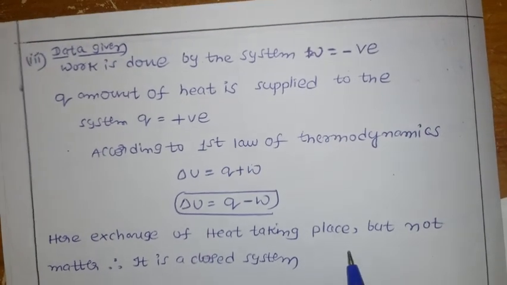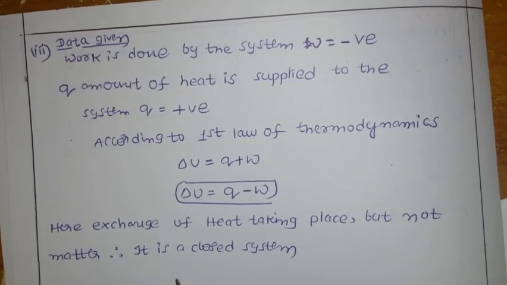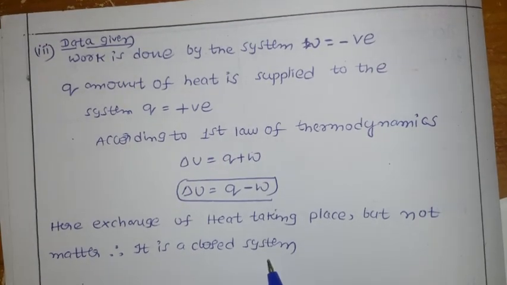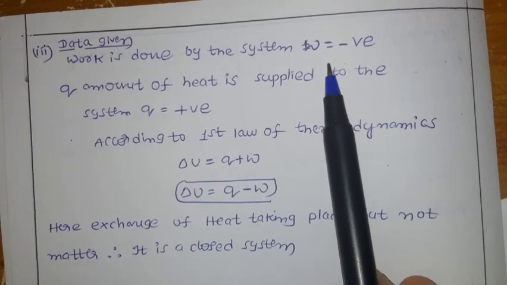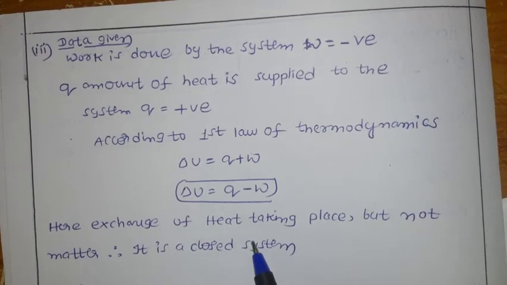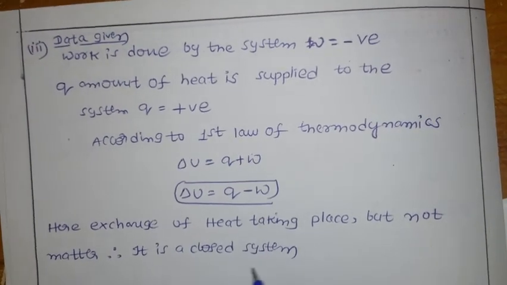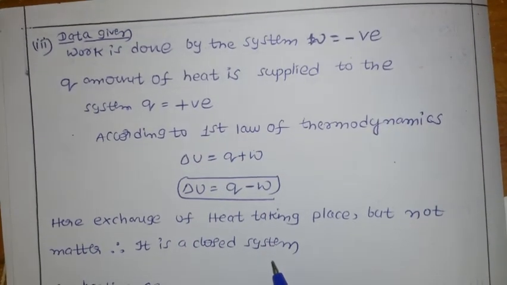Here exchange of heat is taking place but not the matter. Therefore it is a closed system. Here if you see there is Q, Q is coming in and out, but the matter is not going. So this type of system is called a closed system.